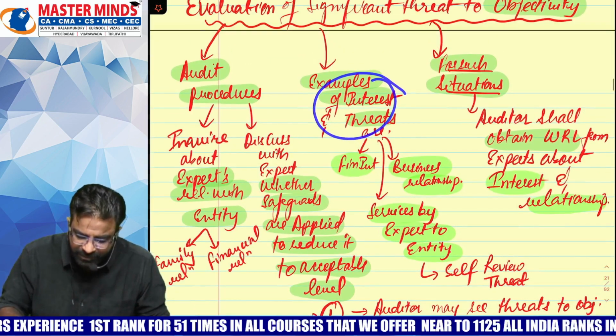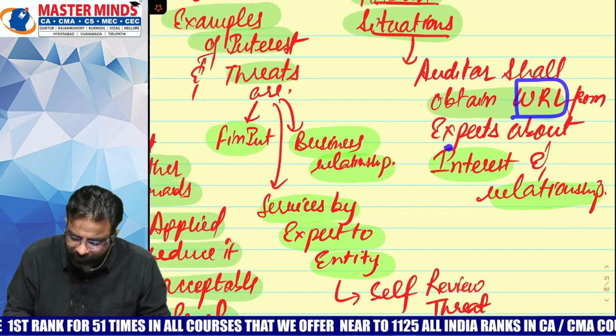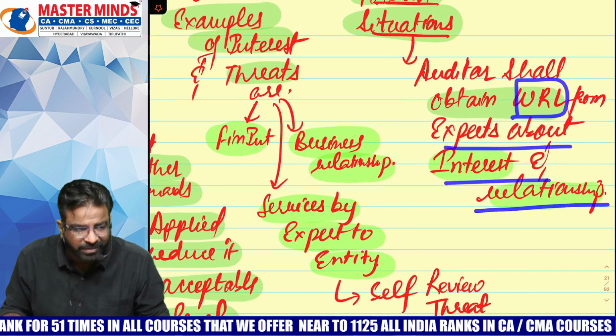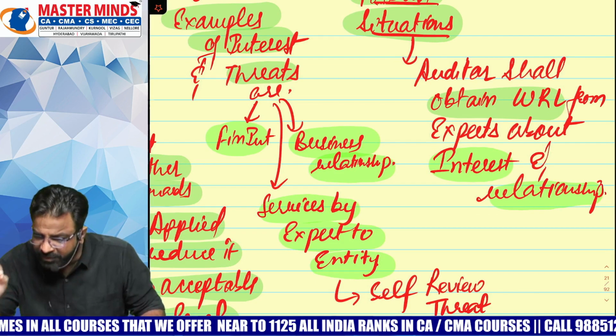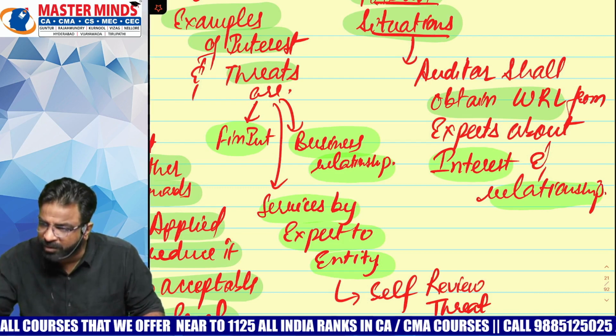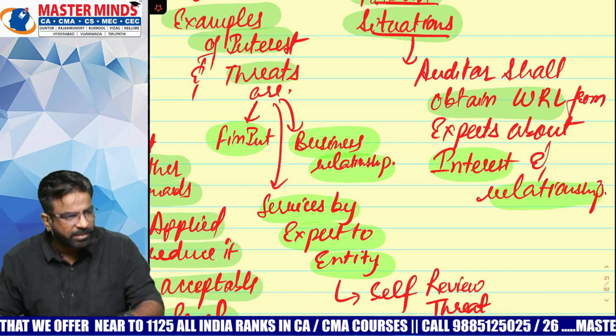To discuss about his what? Threats. And next one, for such situations, the auditor shall obtain what? WRL from the expert about his interest and relationship. Tell him, don't tell me orally. Tell me every possibility of threat you have and put it in what? Writing and give what? WRL to me. I will keep it in my documentation.